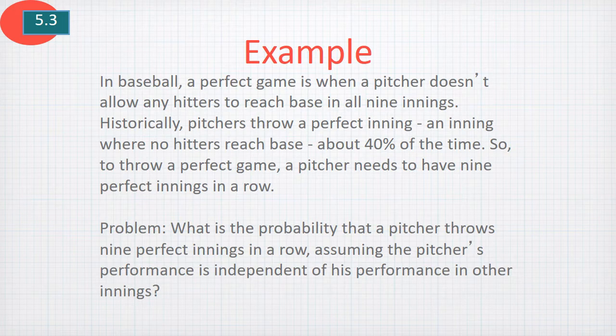So here's the problem. What's the probability that a pitcher throws 9 perfect innings in a row, assuming that the pitcher's performance is independent of his performance in other innings? So we're assuming independence. How do we go ahead and solve this problem? So since we're assuming independence, we can look at each of these events as separate, and we can say the probability of these two things occurring is just the probability of each event multiplied together, which is kind of a cool deal.